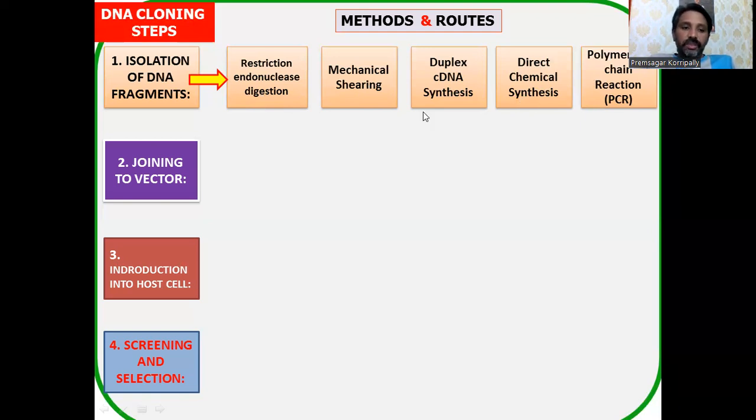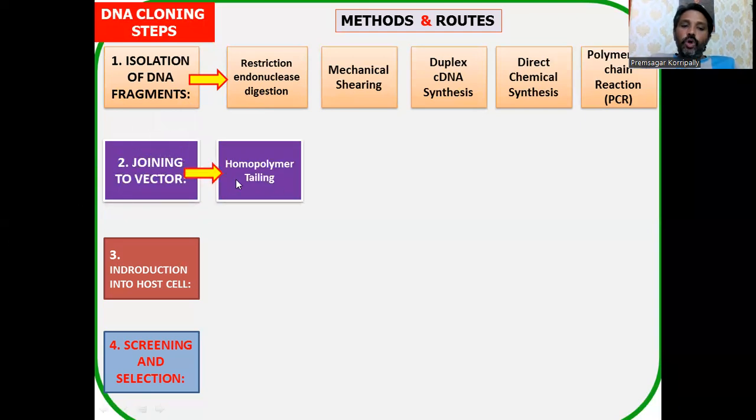So next step in DNA cloning is joining to vector. How do you join your isolated DNA with the vector? So what are the available ways to do it? Let us see.